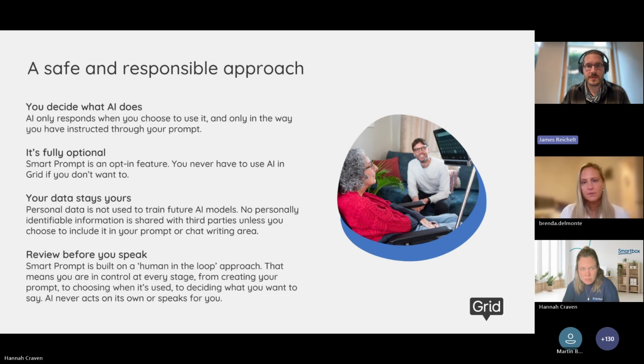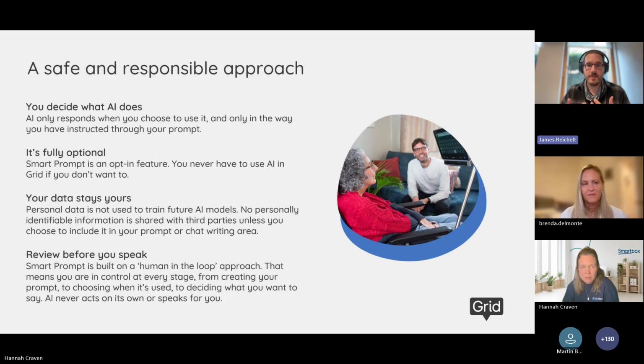The data stays yours. We do not train, and OpenAI does not train off any information that is going across backwards and forwards. And that means that you can be safe in the knowledge that any of the information that is going backwards and forwards between your device and the internet is safe and secure.